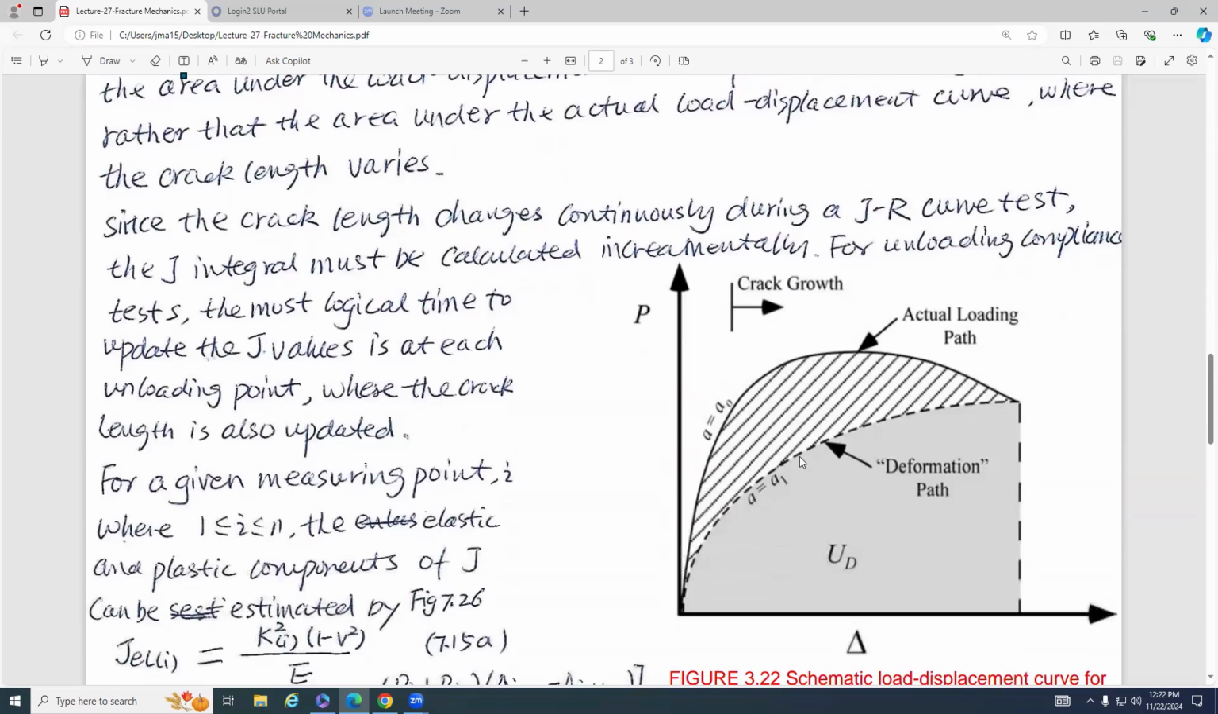So for this one, the crack does not change. For this one, the crack growth is changing. How can I know for this curve the crack length is changing? Because you can see these lines are unloading lines. The slopes are decreasing, which means compliance is becoming bigger and bigger.